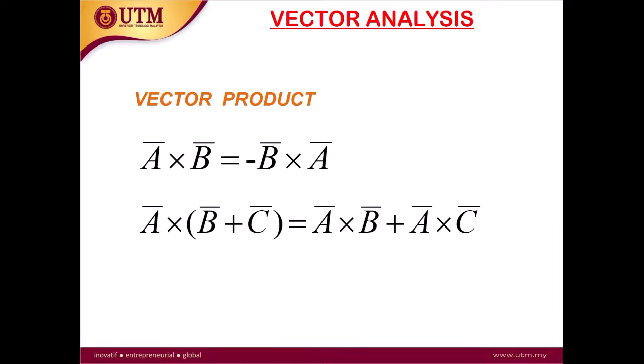Next is the behavior of the vector product, the cross product. Previously we saw that the dot product of vector A and vector B is equal to vector B dot product with vector A. But remember, for cross products, it is different. A cross B is equal to minus B cross A. But the distributive behavior is still the same. A cross (B plus C) is equal to A cross B plus A cross C.